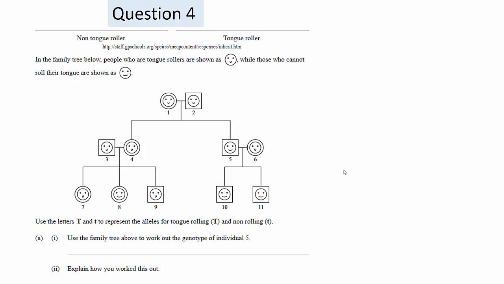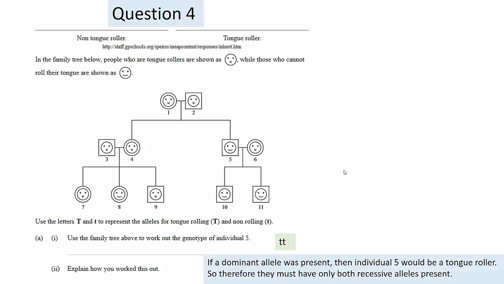Now, an important thing to see is that we are told that tongue rolling is dominant and non-tongue rolling is recessive. So if person number 5 here cannot roll their tongue, then they have to be homozygous recessive. The reason they have to be homozygous recessive is that if a dominant allele was present, then individual 5 would be a tongue roller. So therefore, they must have both recessive alleles present.